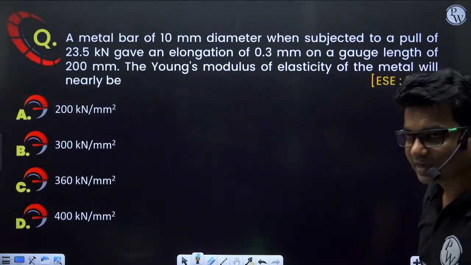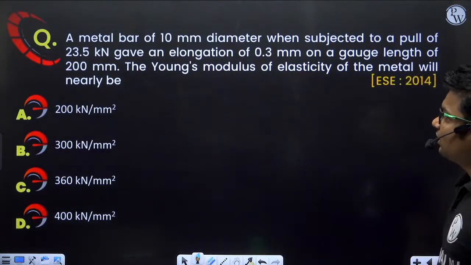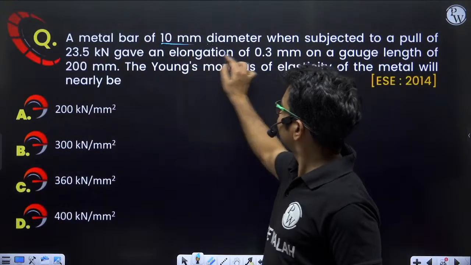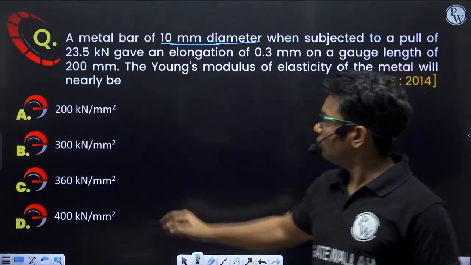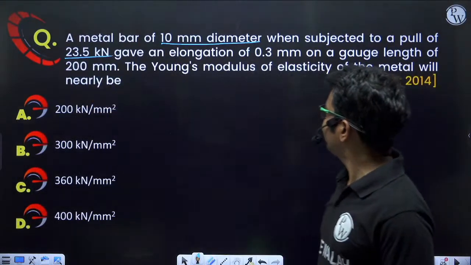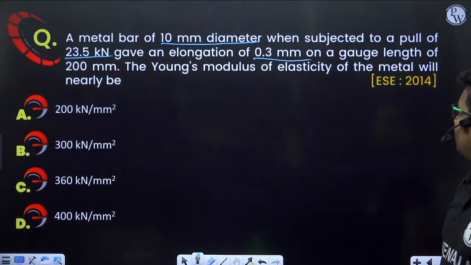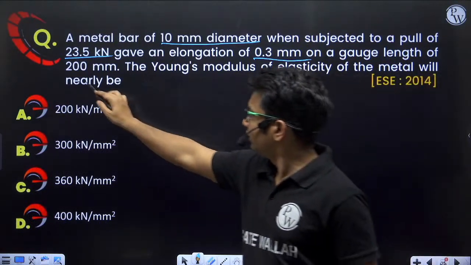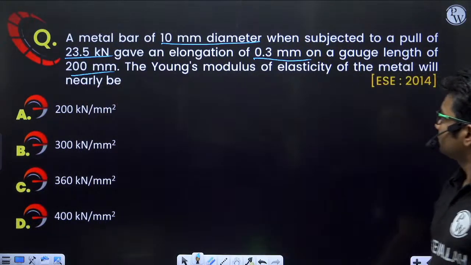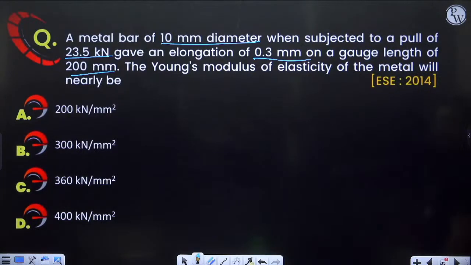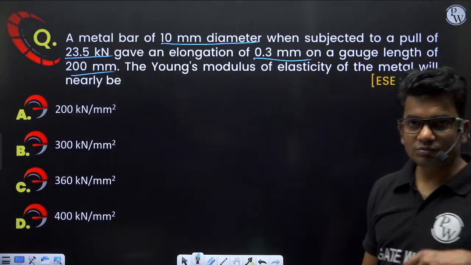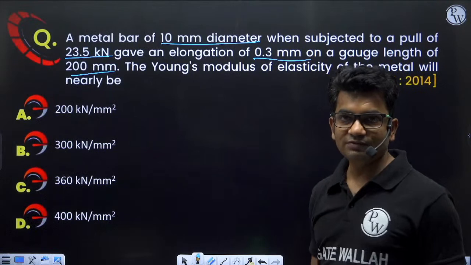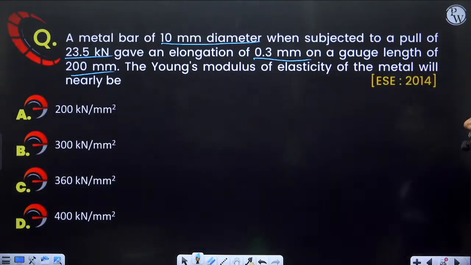Next question, a metal bar of 10 mm diameter when subjected to a pull of 23.5 kilonewton gave an elongation of 0.3 mm on a gauge length of 200 mm. Okay, the Young's modulus of elasticity of the metal will nearly be. So now just try yourself. First try yourself and then I'll solve it.